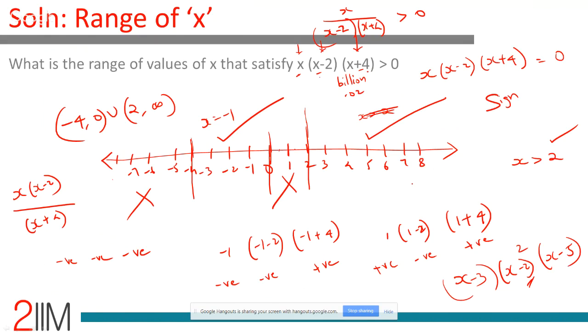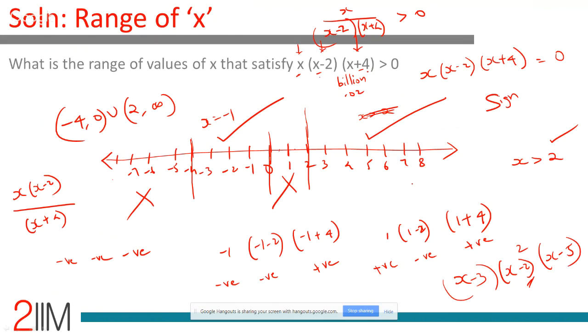If you have a product or a quotient, it doesn't matter. Whenever you have something by something, you have to worry about the denominator not going to zero. But that apart, the fundamentals are the same. Don't worry about magnitude, worry only about sign. The beauty about comparing with zero is that fundamental. So worry about the zero.